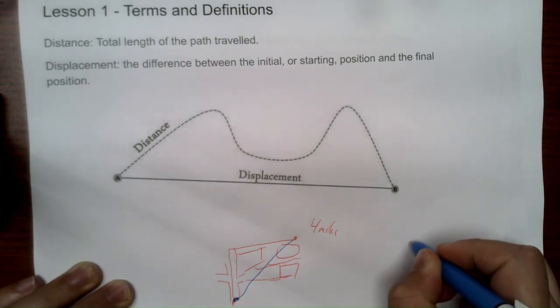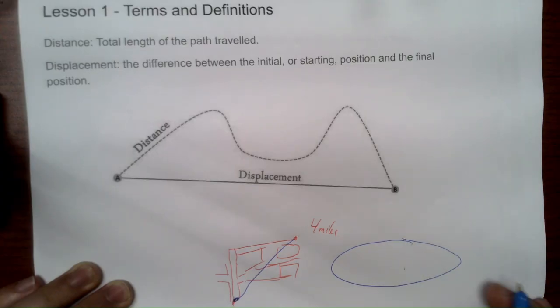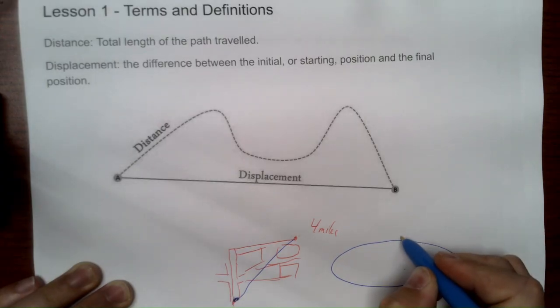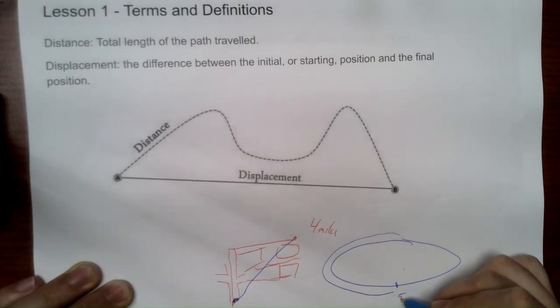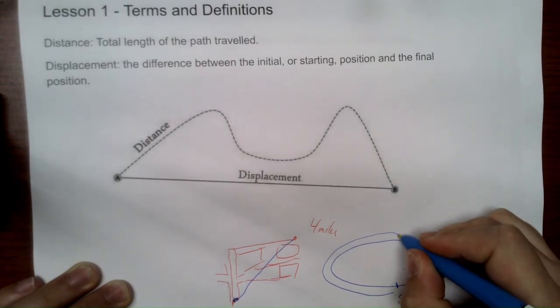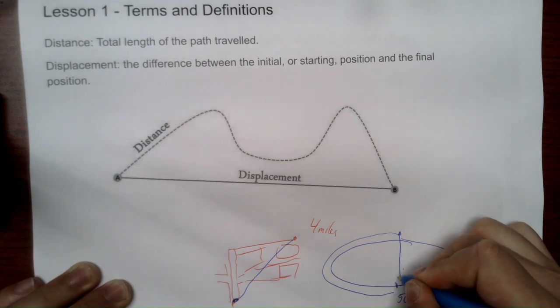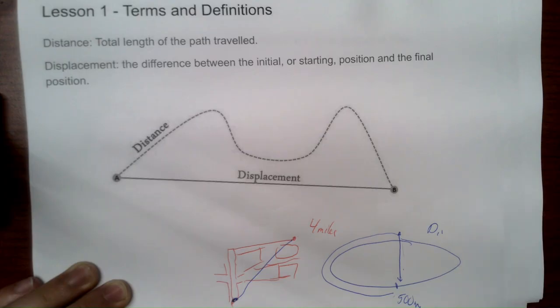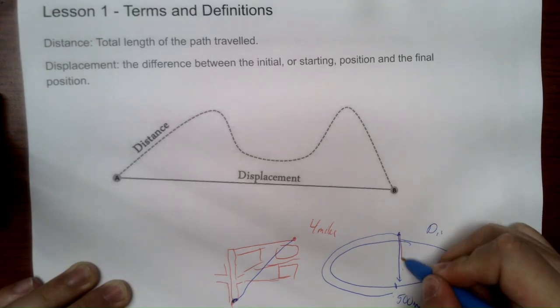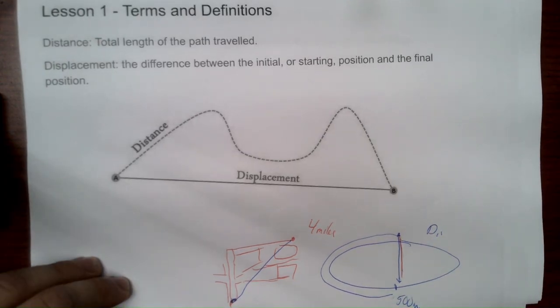Same thing if you're going around a track. You know, like a NASCAR track. If a NASCAR race car drives halfway around the track, they've gone 500 meters. But their displacement is from here to here. So the displacement is going to be much shorter. So the displacement is this line here. We'll do it in red. It's going to be much shorter.